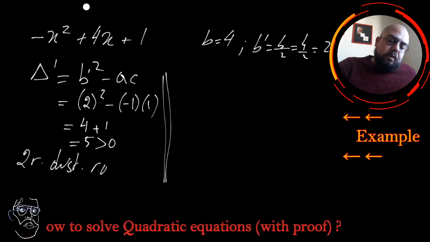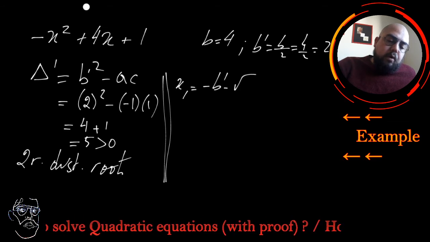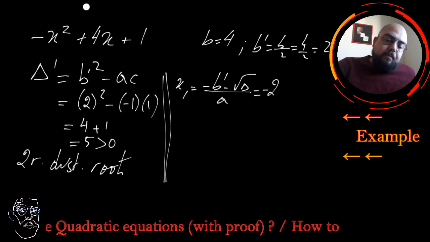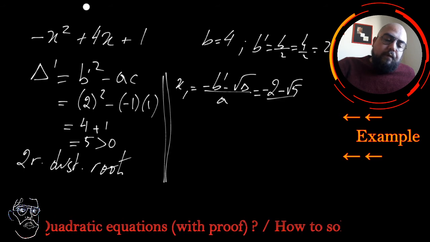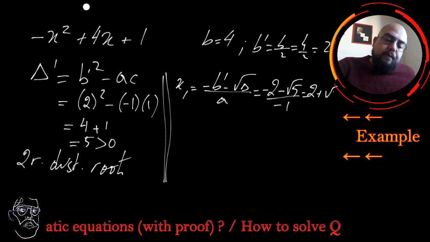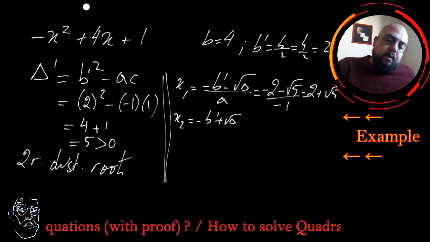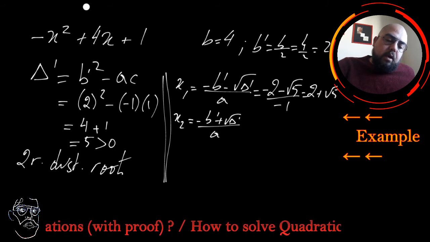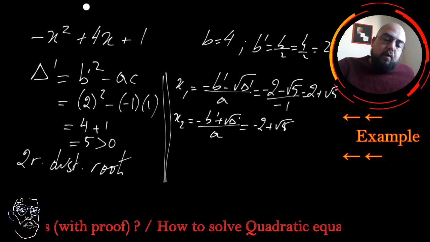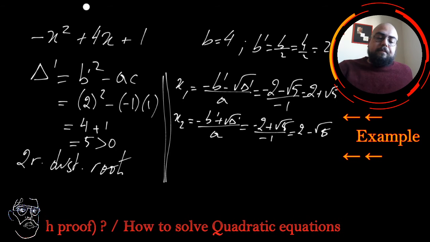distinct roots, such that x1 is equal to minus b prime minus square root of delta prime over a, so it will be equal to minus 2 minus square root of 5 over minus 1, so it will be equal to 2 plus square root of 5. x2 is equal to minus b prime plus square root of delta prime over a, so it will be equal to negative 2 plus square root of 5 over minus 1. The final answer will be 2 minus square root of 5.